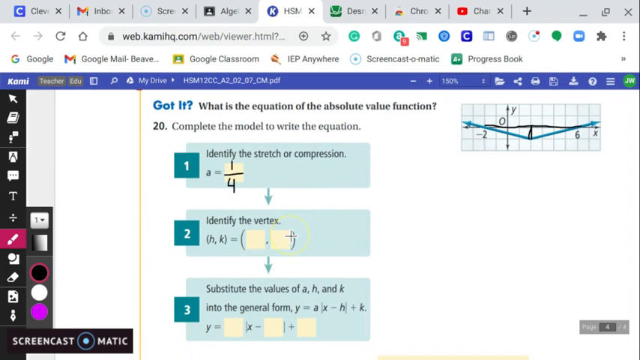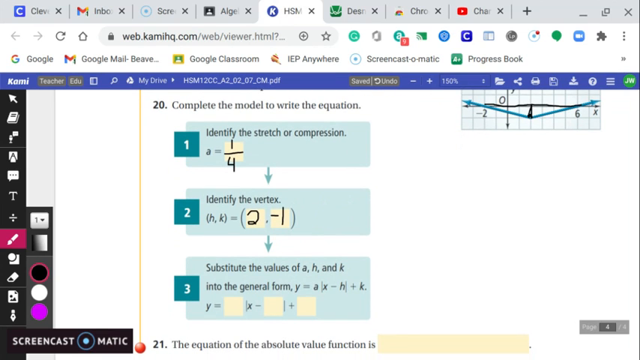And identify the vertex. The vertex is this point here, the lowest or highest point. So the vertex is 2, and -1. Here's 2, and here's -1. So this is how you write the graph, or you can graph one of these with the formula. And so let's make this equation by putting this information in.